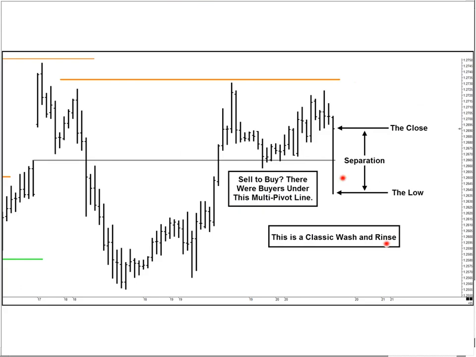Okay, so the break's over. Let's go back to building our map. This is 60 minutes we're looking at, everybody. So here's our map. We came down. We broke the balance line. I'm calling it a multi-pivot line. It's a balance line. Same concept. Now, also key is we zoomed through this line, we've zoomed through this line. This line's all good. So you can see, sell to buy, there were buyers under this pivot line. So this is a classic wash and rinse. Now everybody should understand what a wash and rinse is.